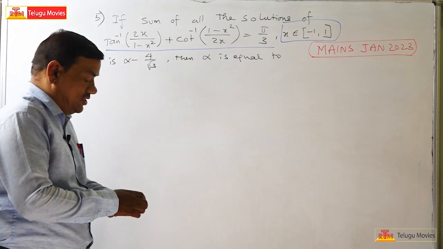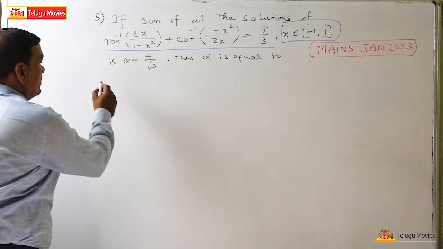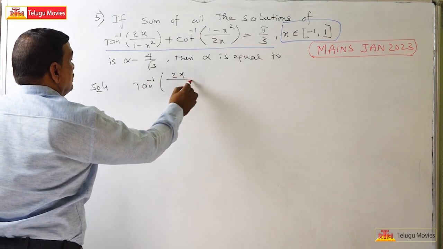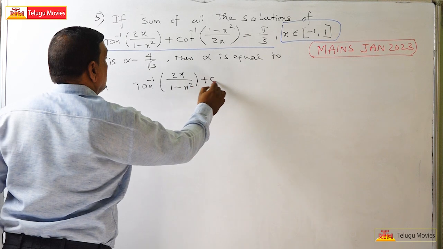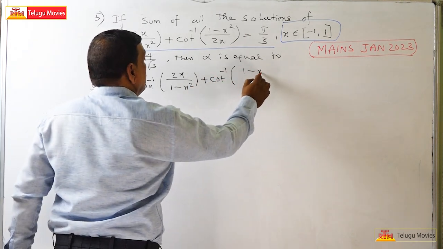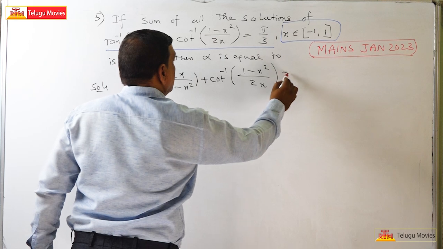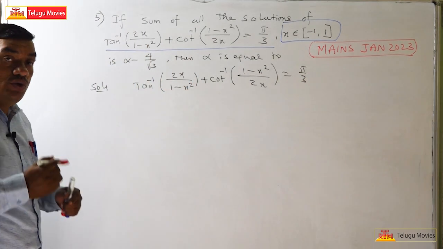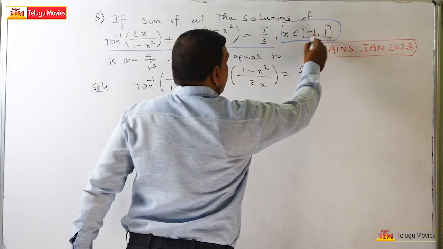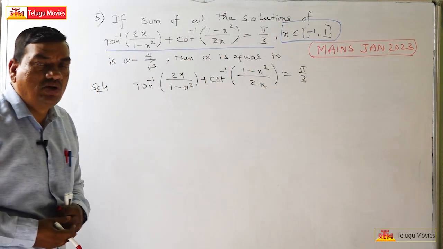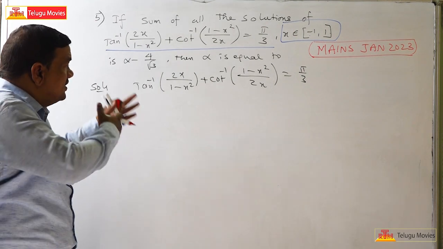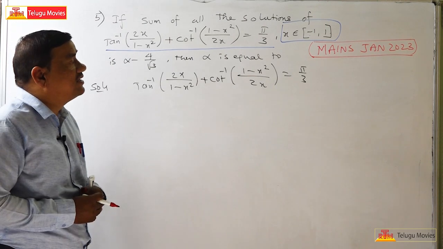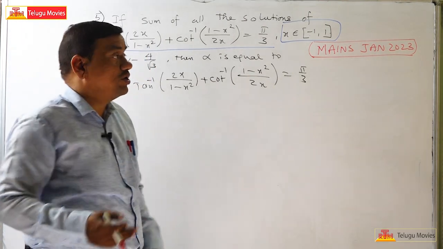Here, one inverse trigonometric equation is given. One second, I am writing. So, this is tan inverse of 2x by (1 plus x square) plus cot inverse of (1 minus x square) by 2x is equal to pi by 3. Understand here, the interval is from minus 1 to 1. When x belongs to minus 1 to 1, the behavior of these inverse trigonometric functions will change. So, I will divide this interval into negatives and positives like this.